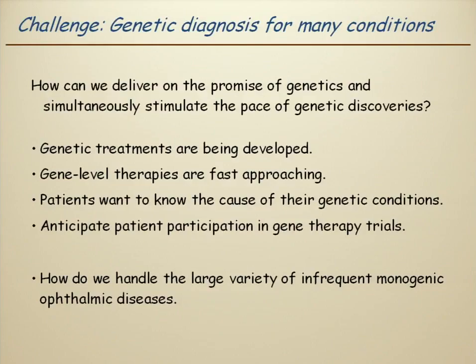So how does ophthalmology deal with this? We've got 600 genes to deal with, and we're just scratching the surface. How do we deliver on the promise of diagnostics and genetics for people at a time when opportunities are expanding? How do we handle the large variety of these infrequent monogenic diseases in which one gene converted into a disease?